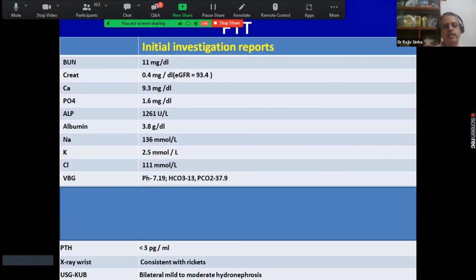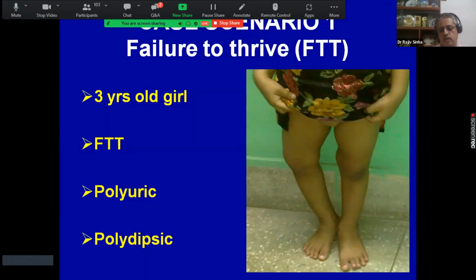So these were the initial investigations, and I have highlighted some of the abnormal ones. We have hypophosphatemia, raised alkaline phosphatase, and an X-ray consistent with rickets, which we were suspecting anyway when we saw the picture. You can see the bowed leg.